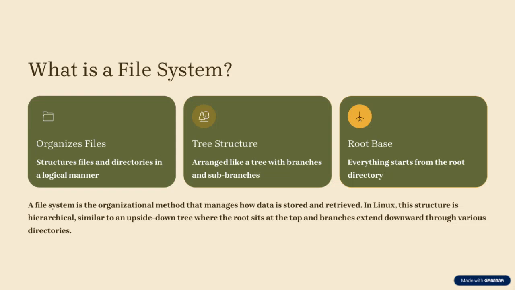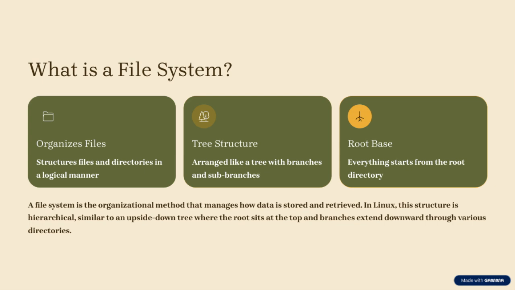Let's talk about what a file system actually is. Essentially, it's the organizational method that manages how data is stored and retrieved on a computer. In Linux, this structure is hierarchical, kind of like an upside-down tree. At the top, we have the root, which is the starting point of the entire structure. From there, it branches out into various directories, creating a tree-like pattern with branches and sub-branches.